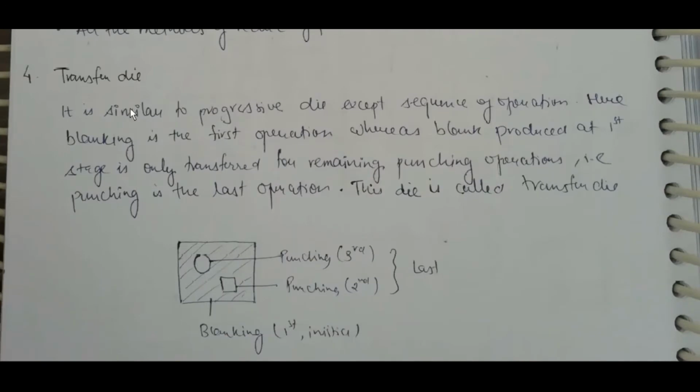Transfer die: it is similar to a progressive die except for the sequence of operations. Here blanking is the first operation, whereas the blank produced at the first stage is transferred for the remaining punching operations. That is, punching is the last operation. That is why this die is a transfer die.